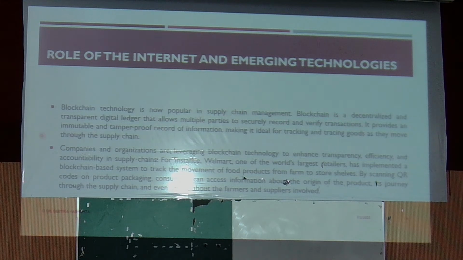It is a decentralized and transparent digital ledger that allows multiple parties to securely record and verify transactions. It provides an immutable record. What is immutable? All of you are aware? That cannot be changed, right? Immutable and tamper-proof record of information, making it ideal for tracking and tracing goods as they move through the supply chain. So, how blockchain technology actually works. It is mostly used in government institutions for security so that no hacking can happen and your data stays secure.